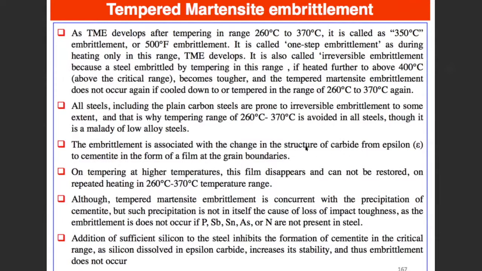And so you have in the range where we're removing epsilon and forming cementite, in this range, the cementite will tend to form a film at the grain boundaries, right? And if you have a continuous cementite film near a grain boundary, of course, that becomes an easy crack propagation path, right? If you go above it, the cementite film disappears, and if you reheat it again to that temperature, that film doesn't come back. That's why it's called irreversible.